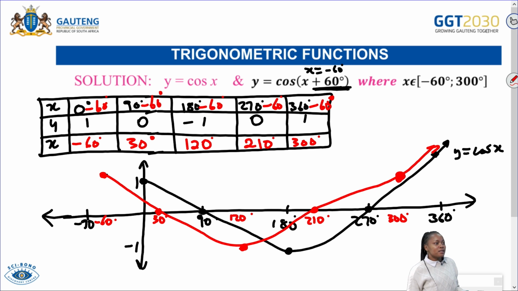So you will notice that your initial graph was starting at 360, but this one is now starting at 300. So this point 360 has shifted to 300. The point at 270 has shifted to 210. This point of 180 has shifted to 120. The one of 90 has shifted to 30 degrees. From 0 degrees, it has shifted to negative 60 degrees. So you'll notice that your graph has shifted again 60 units to where? To the left.